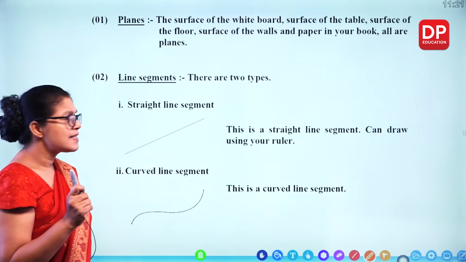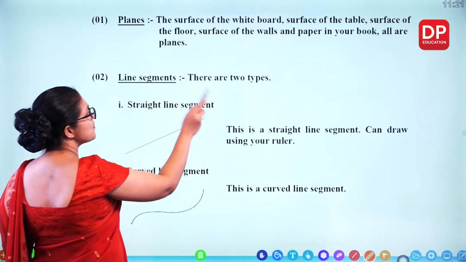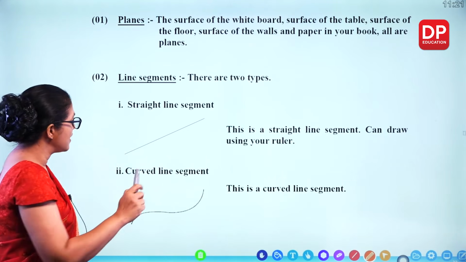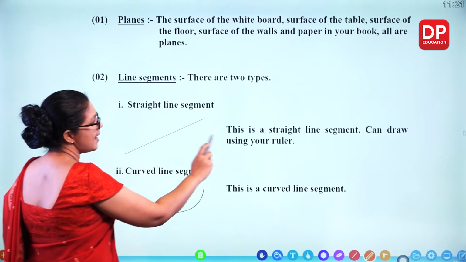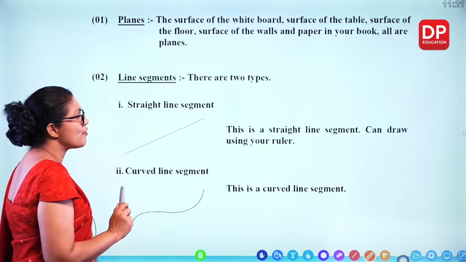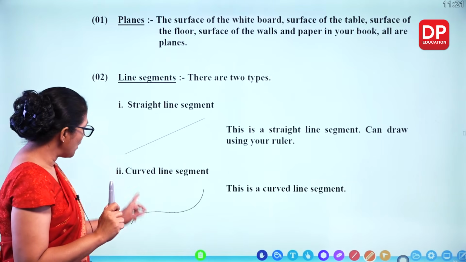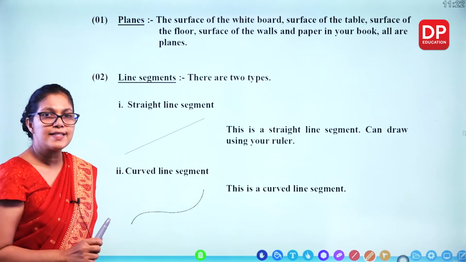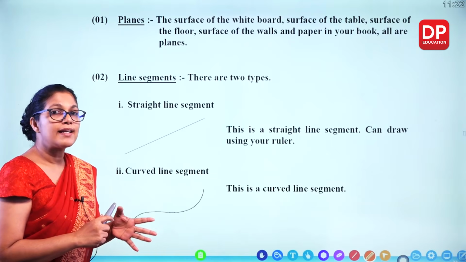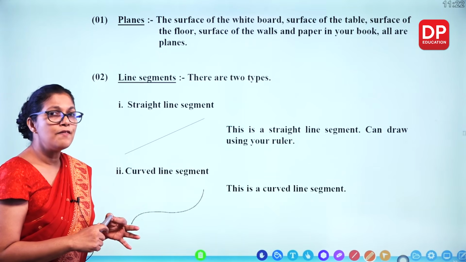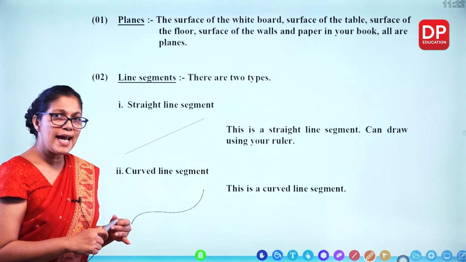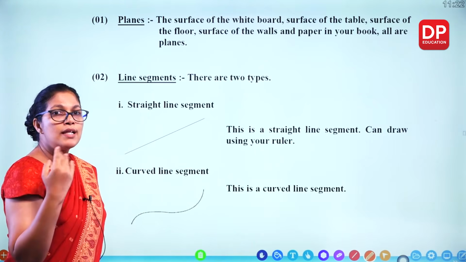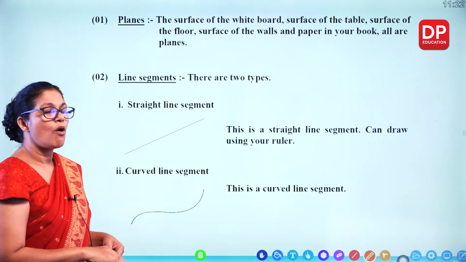What are line segments? There are two types of line segments, straight line segments and curved line segments. When you take this line, this is a straight line segment, which you can draw using your ruler. What about a curved line segment? You get curves. This is a curved line segment. So you can get straight line segments or curved line segments. So what are planes? You can take any surface, wall, whiteboard, book, all are planes.